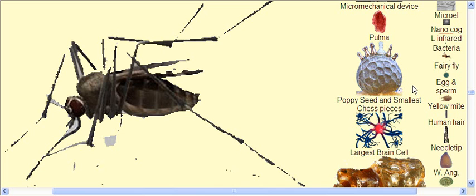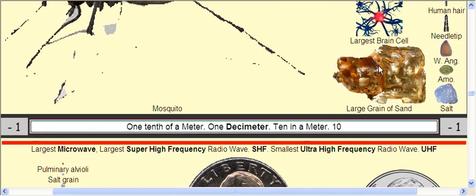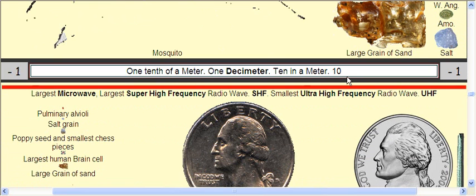I'd like to try and see one, tiny. Largest brain cell next to a poppy seed. And look, somebody made the smallest chess pieces fit on top of a poppy seed. Look how small the smallest chess pieces are next to a mosquito. Or a mosquito next to a pulmonary alveoli. There's a large grain of sand and salt. So a large grain of sand is a little bit bigger than a salt.